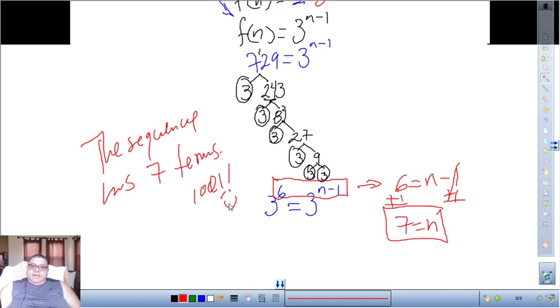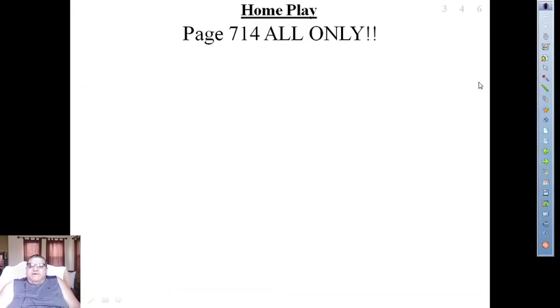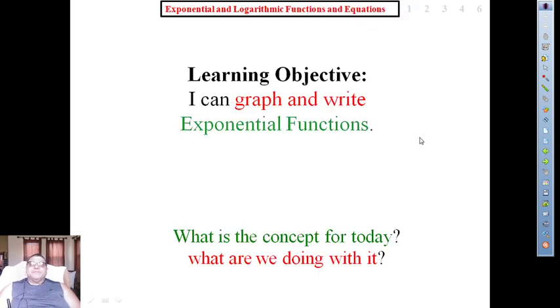So let's move on. Our homework for tonight is on page 714, all only. Alright, here we go. Our objective for today: I can write and graph exponential functions.